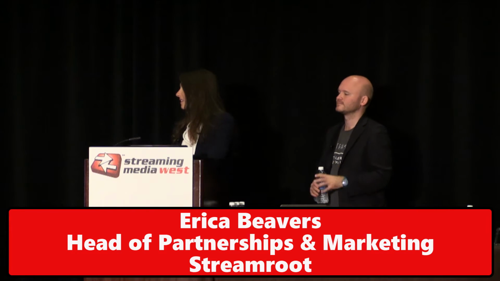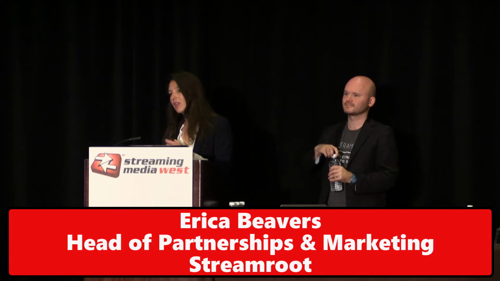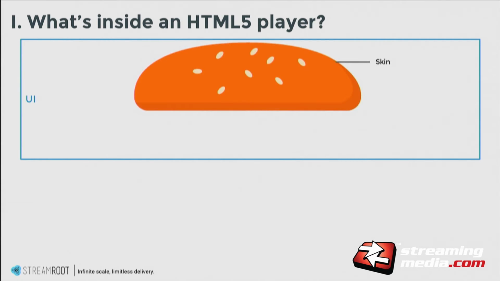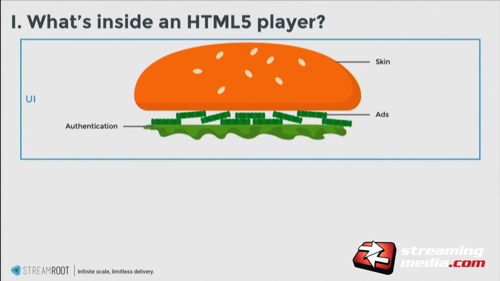So what exactly is involved in an HTML5 player? The highest-level part of your player is the user-facing part, which we're going to call our user interface. It's made up of the skin of your player, which is the design of the player itself. To that, we can add business logic features, such as payment, authentication, and any sort of ads. And finally, in that layer, we have custom user interface features that go around the player, such as playlists and social sharing, et cetera.